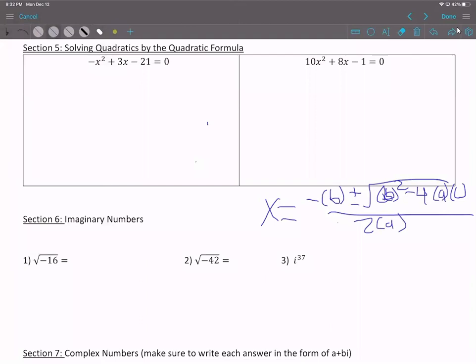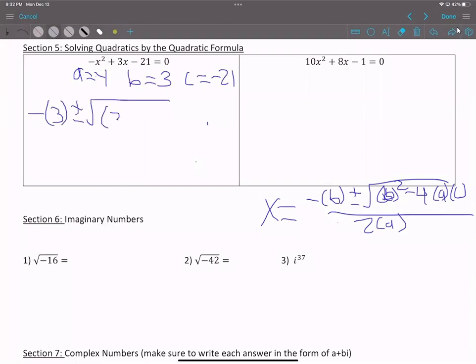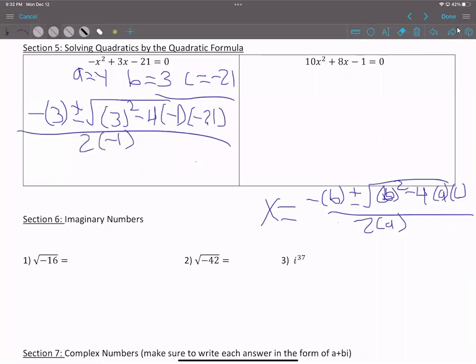For this first one, let's just go ahead and plug in our info. Just be careful. Our a would be -1, our b would be +3, our c would be -21. So let's plug this in. We would have -3 plus or minus the square root of 3 squared minus 4 times -1 times -21, all over 2 times a, or 2 times -1. So let's clean this up. That'd be -3 on the left side of the top, -2 on the bottom.